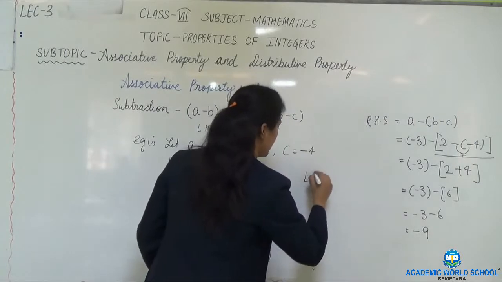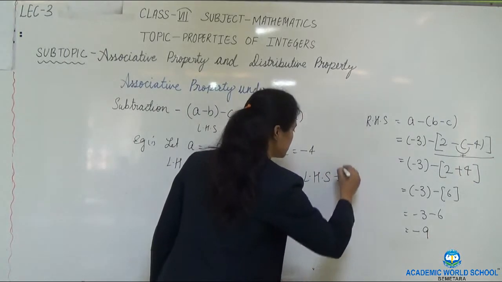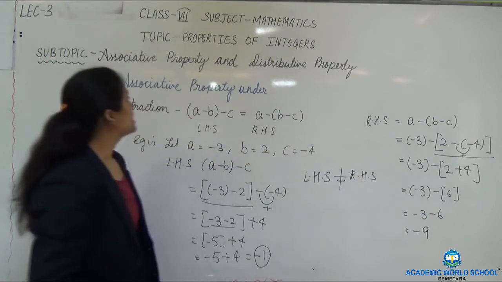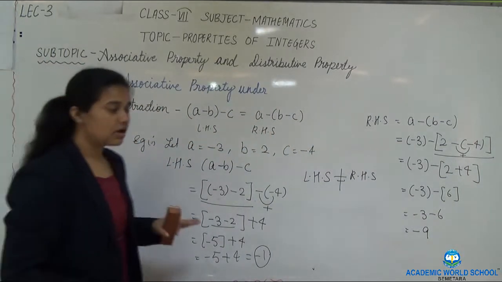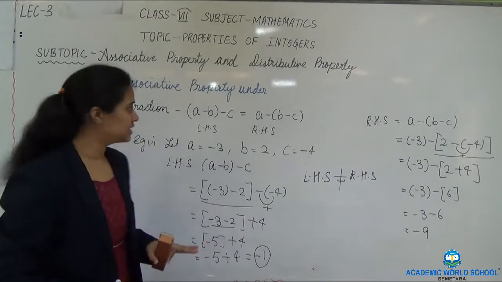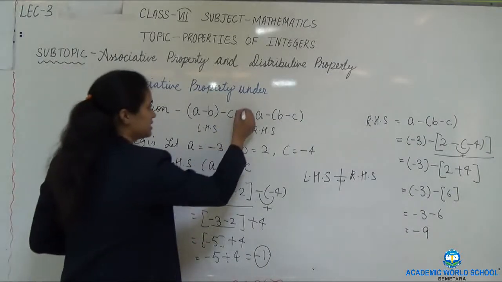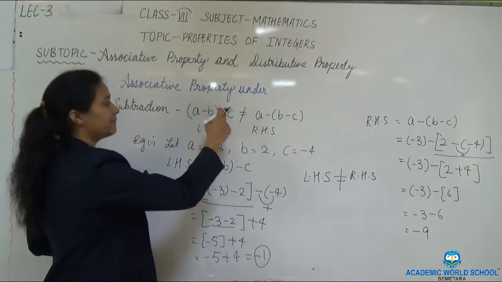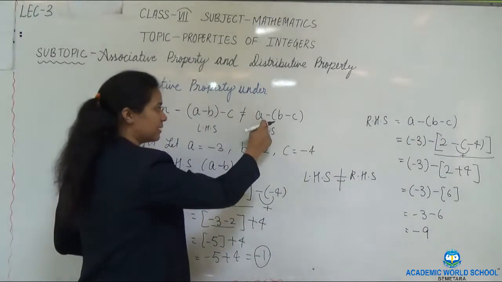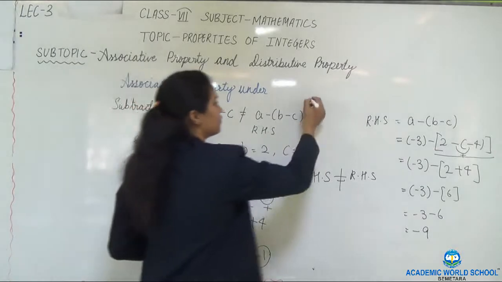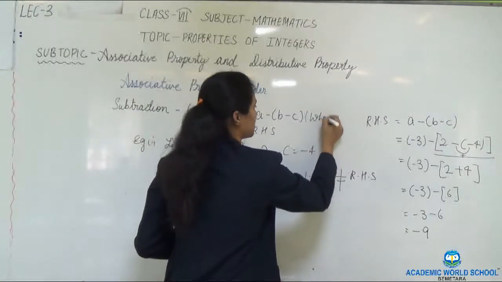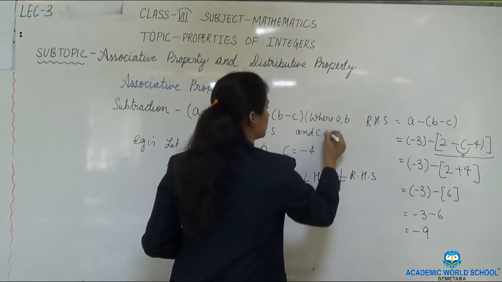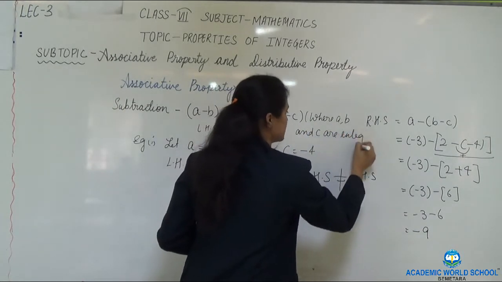Means LHS is not equal to RHS. Means subtraction does not satisfy the associative property. So this is not equal to this. So (A - B) - C is not equal to A - (B - C), where A, B and C are integers.